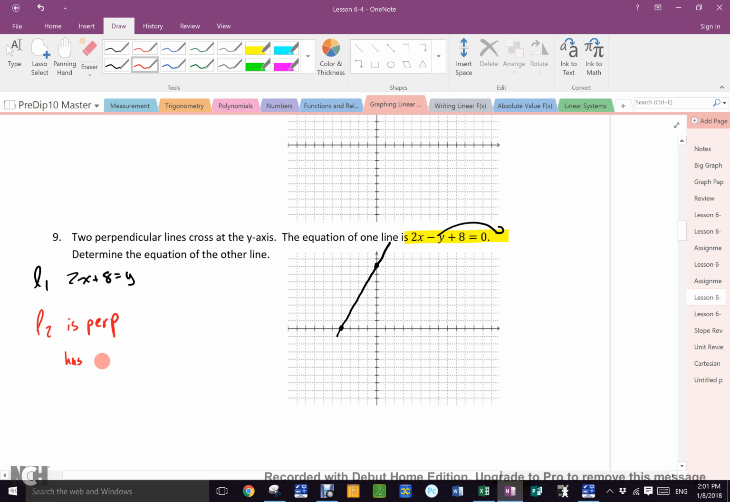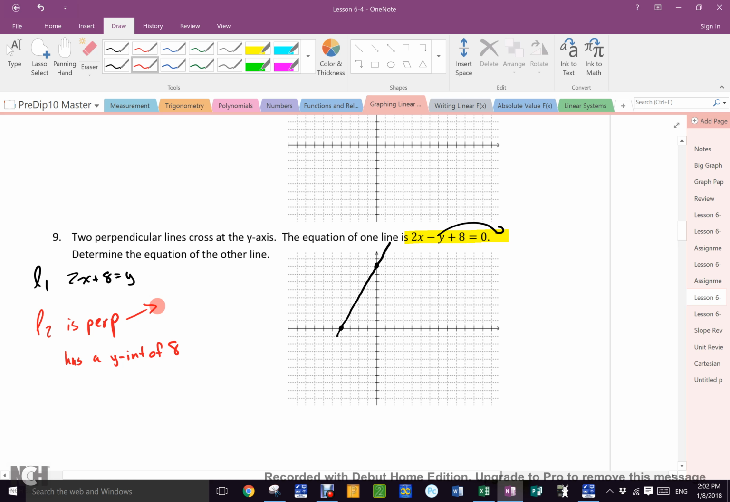If the lines cross on the y-axis, and this line, how many times can this line cross the y-axis? Once. Y-intercept is 0. Wait, sorry. That is completely wrong. I meant, the y-intercept is 8. Yeah. Don't worry about that. I won't. Everybody cool? Now, what does the perpendicular thing tell us?